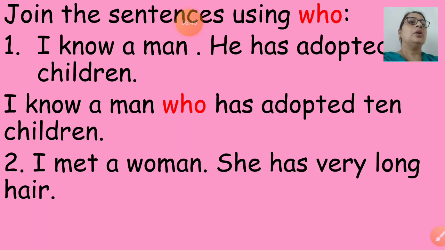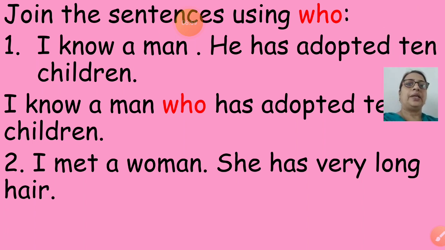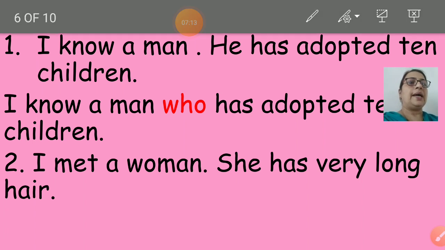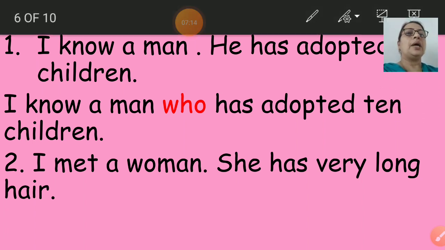Now we have to join given 2 sentences with the word who. Let's see one example which is given there. First question. I know a man, he has adopted 10 children. Now these 2 sentences are given, children, and we are told to join these 2 sentences using who. So what will be our answer? I know a man who has adopted 10 children.